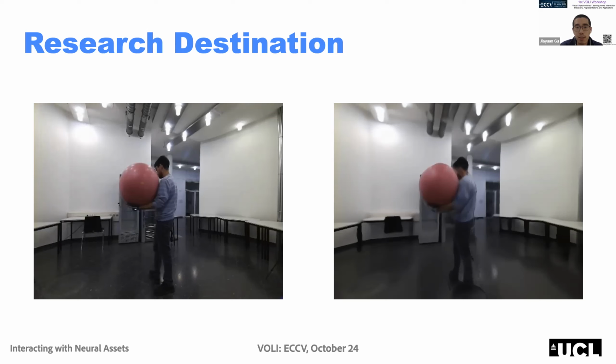Oh, yeah. I think there is a question from the audience: are there some ideas on how to extract a high quality mesh from the NeRF representation?